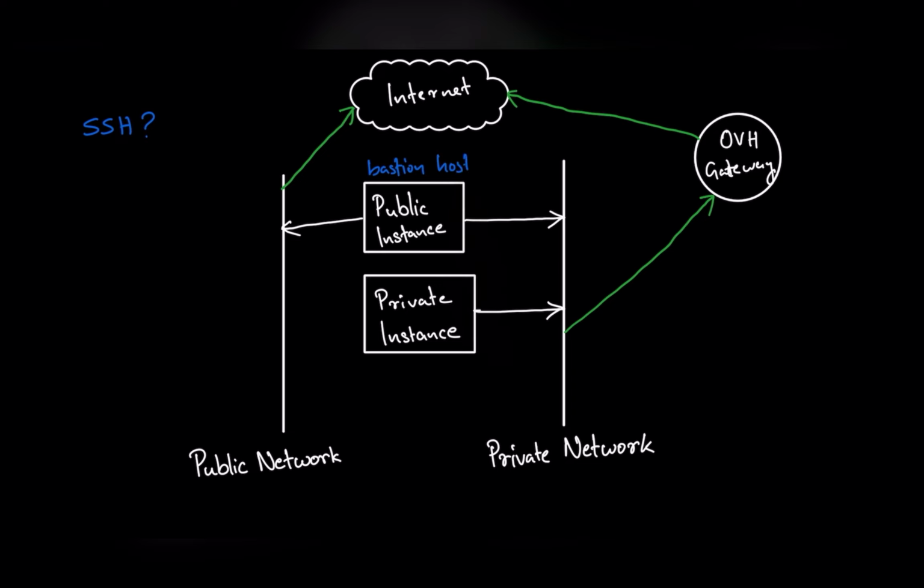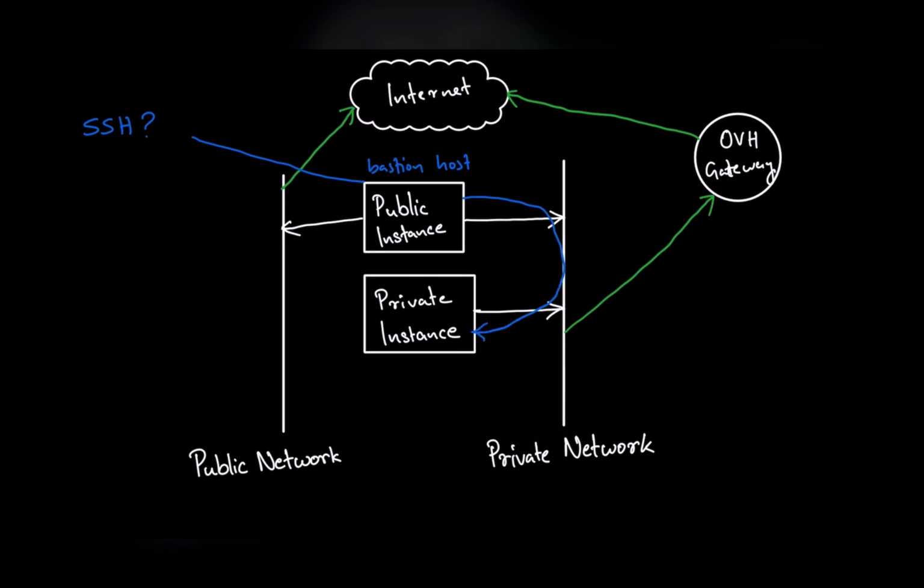A bastion host is a server specifically designed to provide secure access to a private network from an external network, such as the internet. Since our public instance is connected to both the public and private networks, we can use it to securely access our private server. We'll first SSH into the public instance. From there, we'll connect to the private instance using its private IP address.